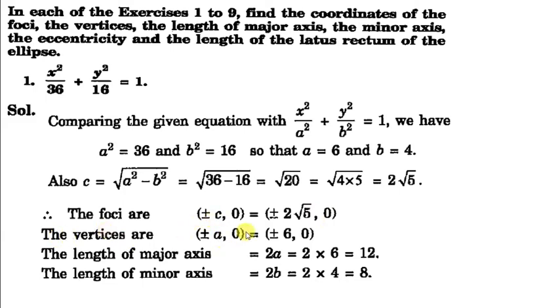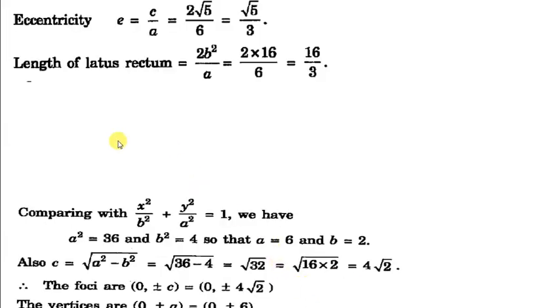Vertices are plus minus a, 0, that is plus minus 6, 0, and the length of major axis is 2a, that is 2 into 6, 12. Length of minor axis is 2 into 4, that is 8. And the latus rectum of the ellipse is 2b square upon a, that is 2 into 16 by 6, 16 by 3, and eccentricity is c by a, that is 2 root 5 divided by 6.